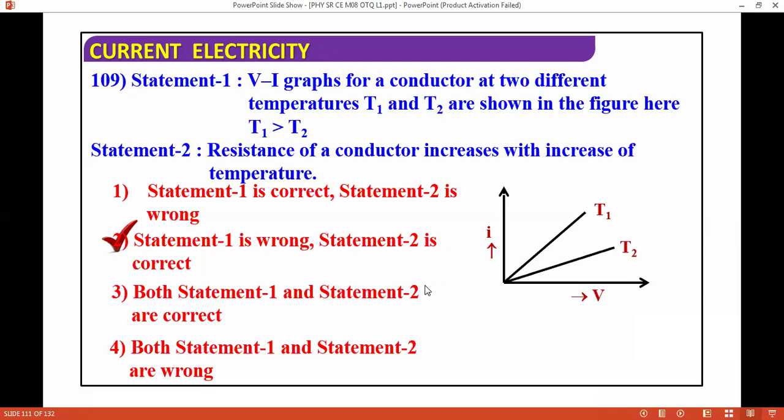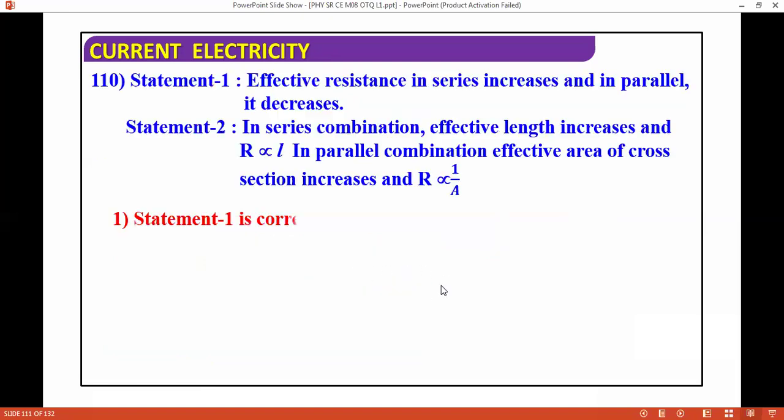I hope you understood the concept. Don't mind me. Next question here: effective resistance in series increases, and in parallel, resistance decreases.